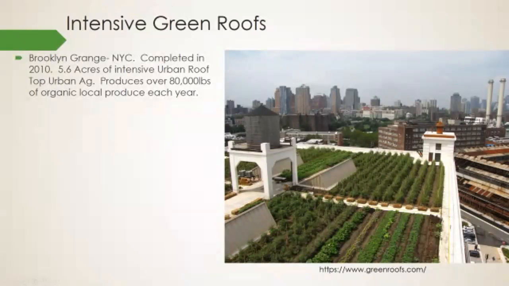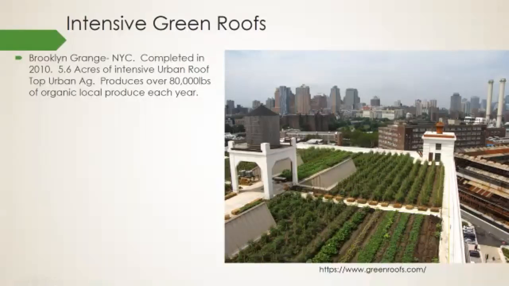And here we have the Brooklyn Grange. It's in Brooklyn, and there are a few different locations. So this is not just on one building; it's on several green roofs. I had the chance to take a tour, but I was at a conference and I had to do something else, so I wasn't able to check this one out. It's on my list, but it was completed in 2010, and over the several locations, it covers 5.6 acres, which is really impressive. And they're all intensive roofs for urban agriculture.